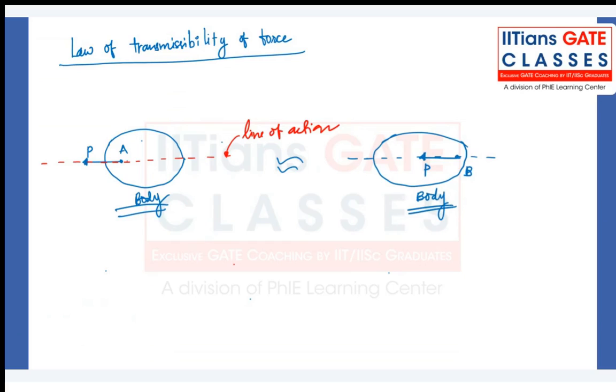It is very important because this will help you to simplify your problem, and you can draw the free body diagrams easily and solve the problems. So this is some basic law you should know. Any doubt in this? Can anyone tell me what is the limitation of this law?